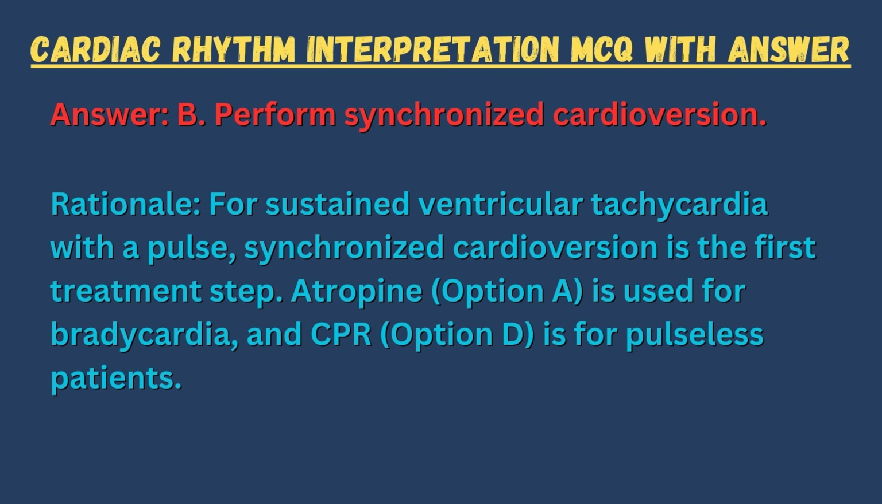Answer: B. Perform synchronized cardioversion. Rationale: for sustained ventricular tachycardia with a pulse, synchronized cardioversion is the first treatment step. Atropine, option A, is used for bradycardia, and CPR, option D, is for pulseless patients.